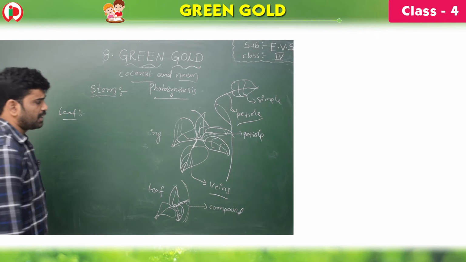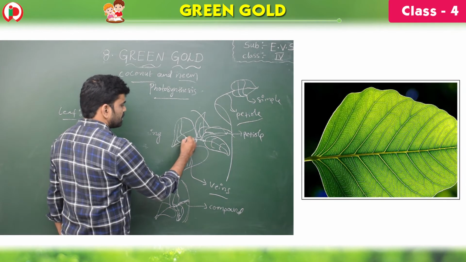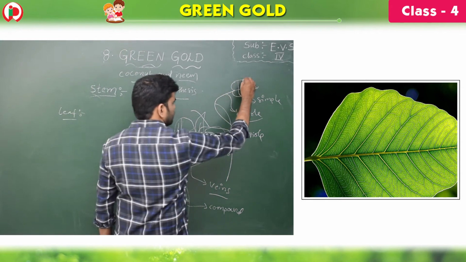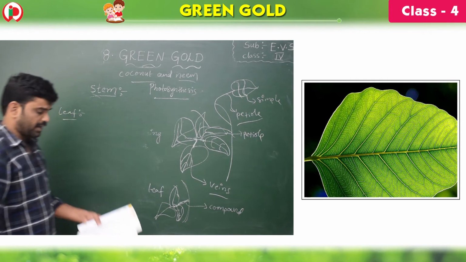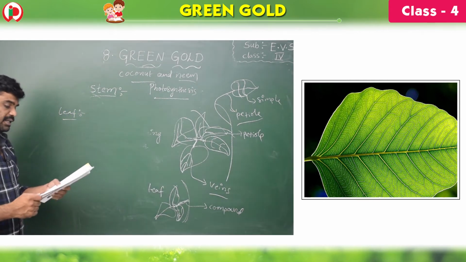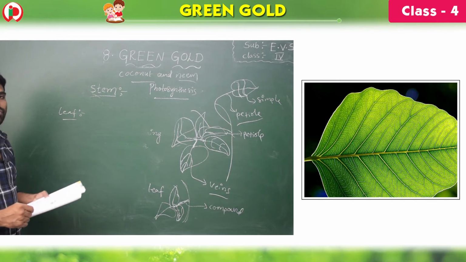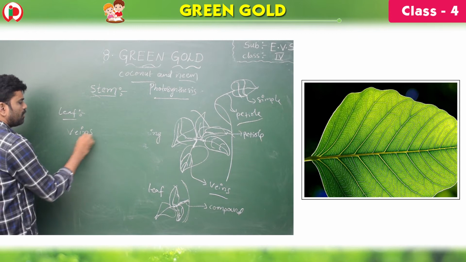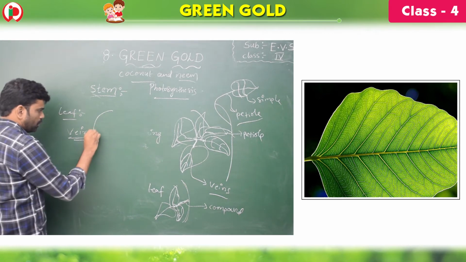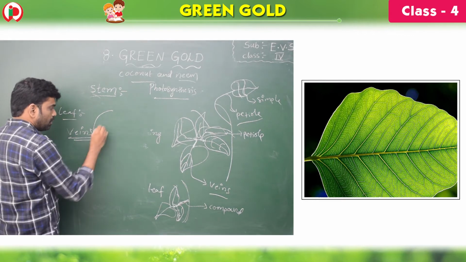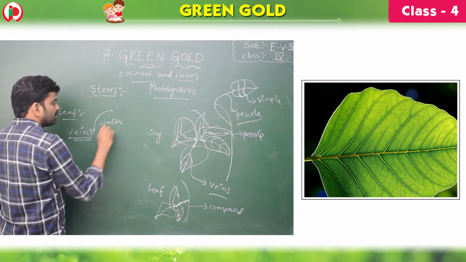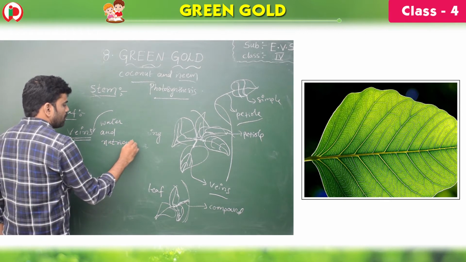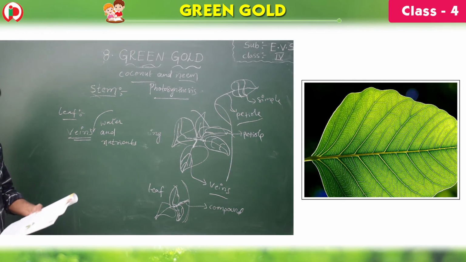Children, these leaves you can observe here, see, these are called veins, children. So leaves have veins inside them to allow nutrients and water to flow. What will these veins do? These veins allow water and nutrients to flow.